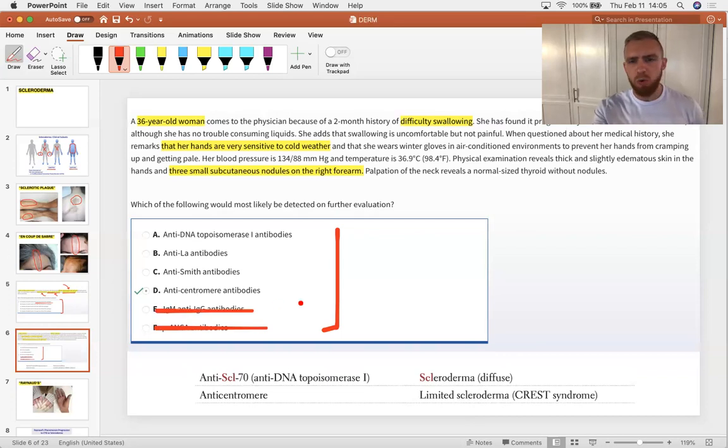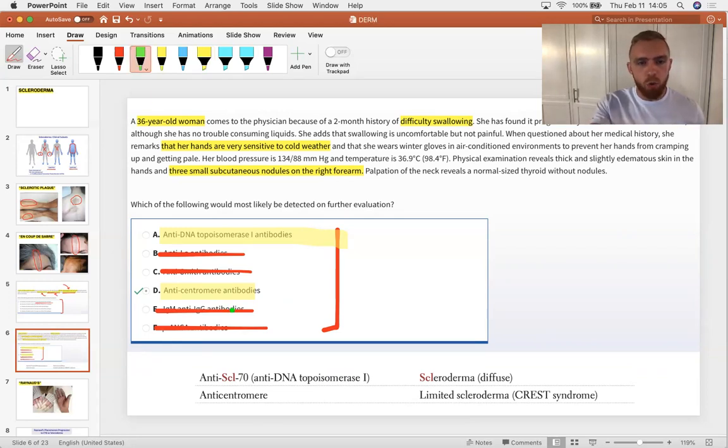IgM anti-IgG, what's that? That's rheumatoid factor, right? IgM against IgG. Anti-Smith, no, that's lupus. Anti-La, no, I believe that's dermatomyositis. So then you're left with 2 different answer choices that are both found in scleroderma. And what this question requires you to know is that one of them is more common in diffuse scleroderma. The other one is more common in limited scleroderma.